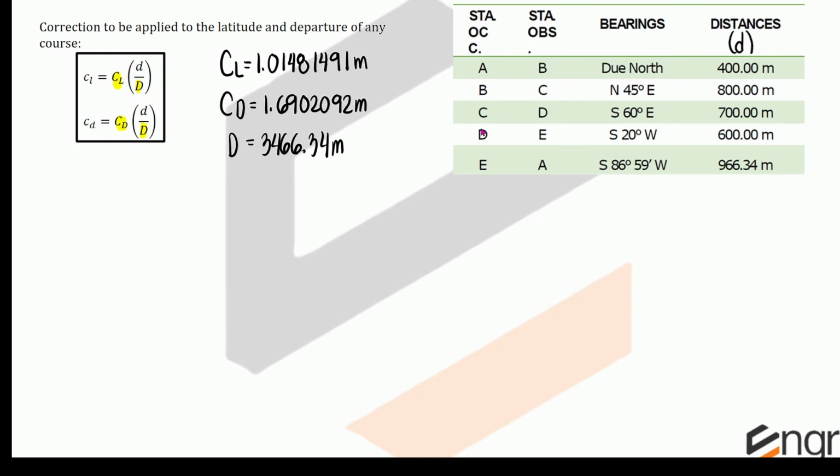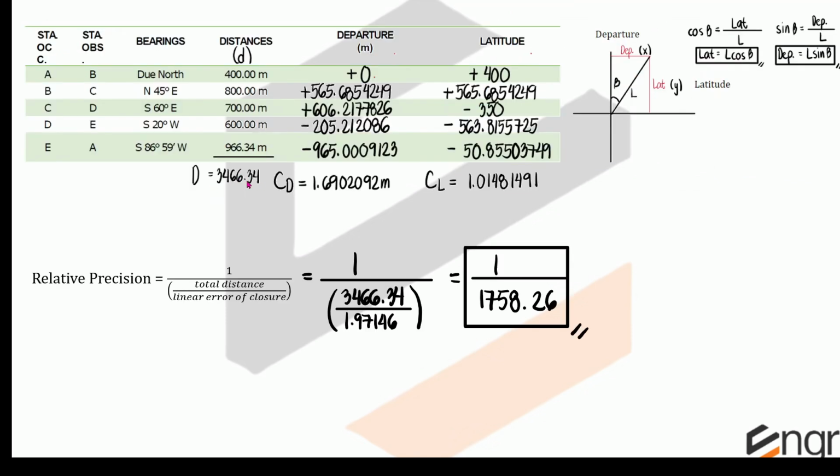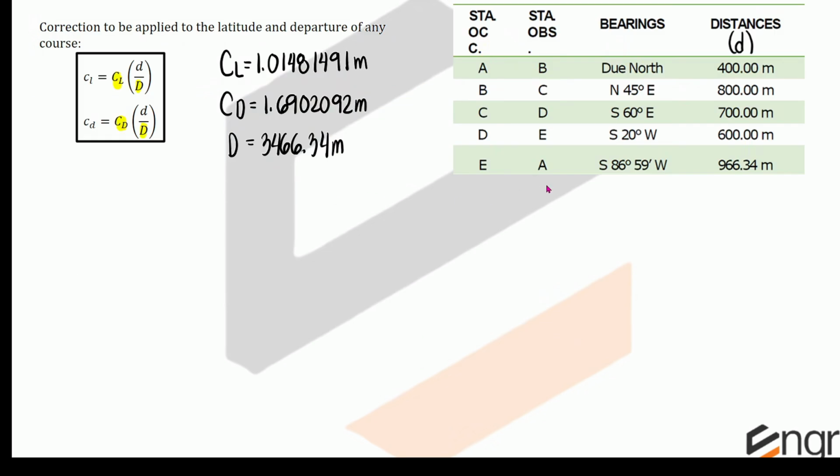The total distance would be the sum of all of these distances. So that sum is this one, 3,466.34. And capital C sub L was the total correction in latitude, which we solved last time, as well as the total correction in departure. Both of these are positive. And small c sub L and small c sub D are the corrections for each line. And once we have the corrections, we're going to add or subtract them to the original departures and latitudes, since we will be dividing this into their components.